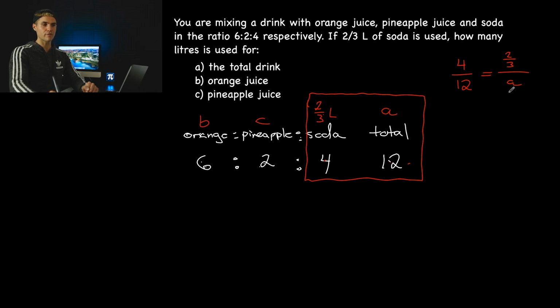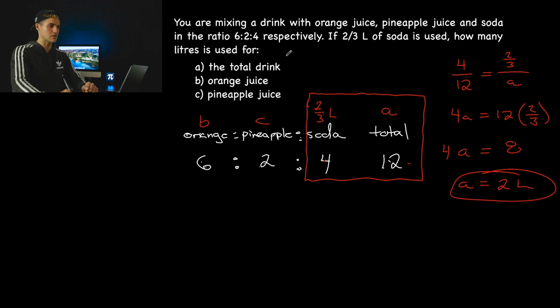And so to solve for this A value, you could basically at this point just cross multiply. So 4 times A gives us 4A, and then we'll have 12 times 2/3. Now, 12 times 2/3 is what? 8. Sorry, so let's keep this as 4. This is going to be 8. So that means A is going to be 2 liters, right? So the total drink is basically 2 liters, like that.